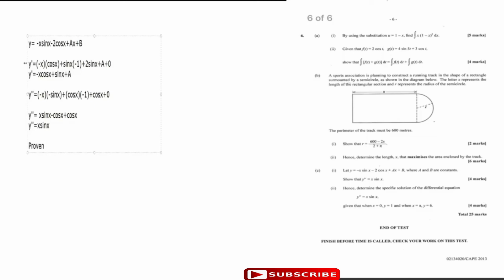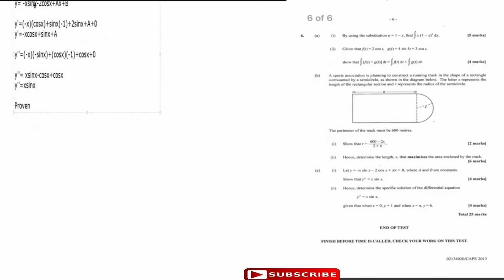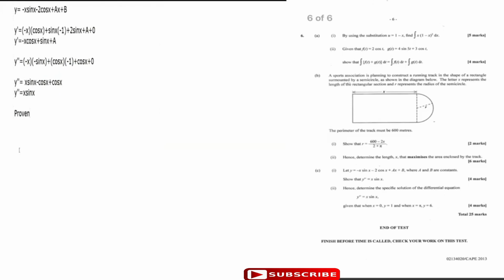Nice. Now that we've proved it, the second part is a hence. Anytime it's a hence, you're going to utilize that. It says, hence, determine the specific solution. All right. Now, hence, y double prime is x sine x. So hence just means that this is y.